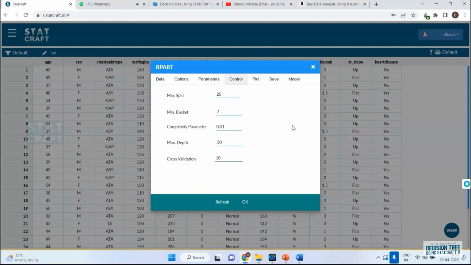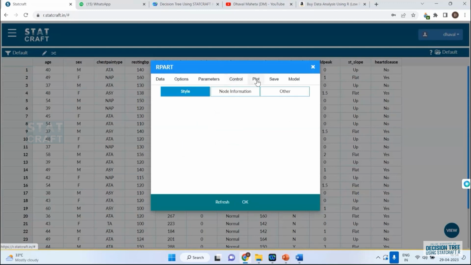Minimum split, 20. Minimum bucket size, 7. Complexity parameter: the more complex you make it, the lengthier the decision tree will become. Maximum depth, 13. Cross validation, 10. Plot. Save. You can save the predicted values and the probabilities, and you can click OK.